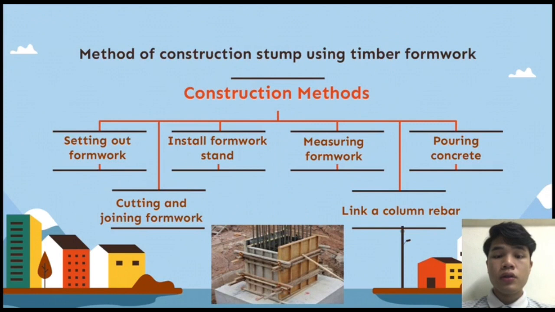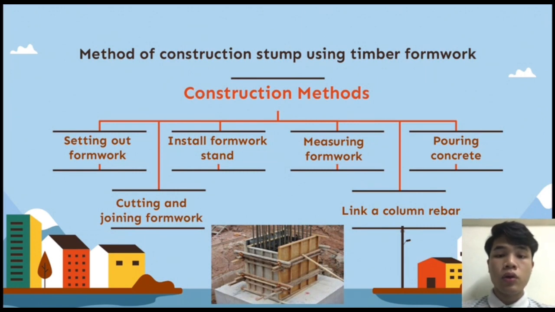Method of construction of stump using timber formwork. Firstly, setting out the shape, size and height of formwork based on drawing plan. Number 2 is cutting and joining a formwork according to its shape, size and height on the drawing plan. Number 3, install stand formwork to avoid formwork from collapse when pouring concrete.